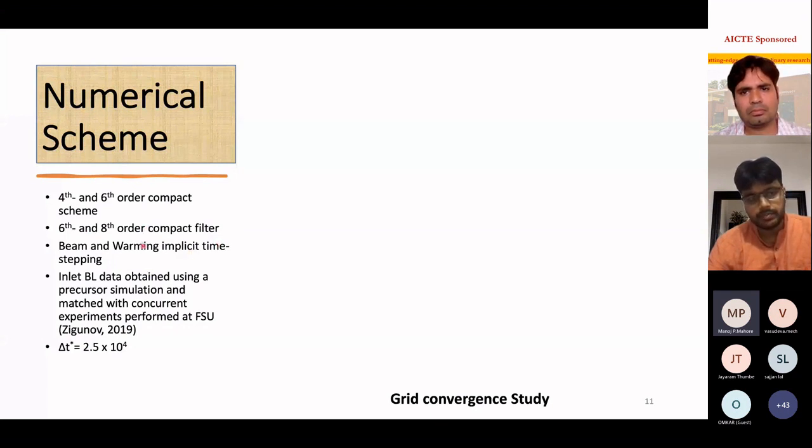And then we use the Beam and Warming implicit time stepping scheme. And as I told, we have taken the modular data concurrent with the experiment from the State University. And the time step used was around 2.5 to 10 per 4.